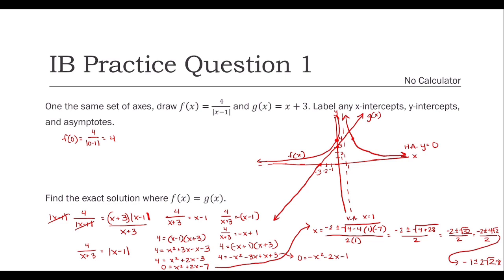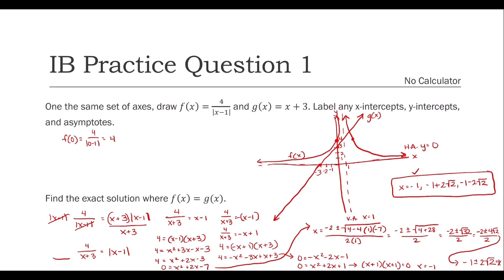So this will give us that 0 equals negative x squared minus 2x minus 1. We can factor out a negative, so 0 equals x squared plus 2x plus 1, which can be factored to x plus 1 times x plus 1 equals 0, so x equals negative 1. So we have x equals negative 1 plus 2 root 2, and negative 1 minus 2 root 2. And those would be our solutions.